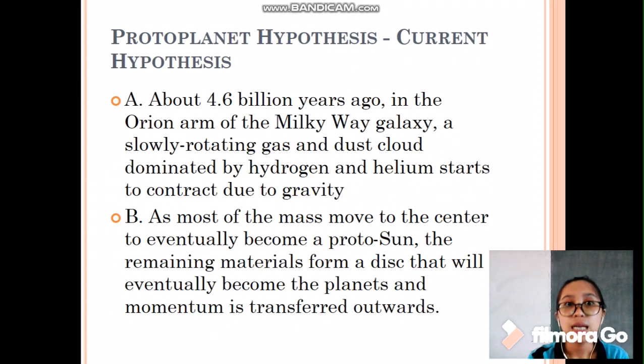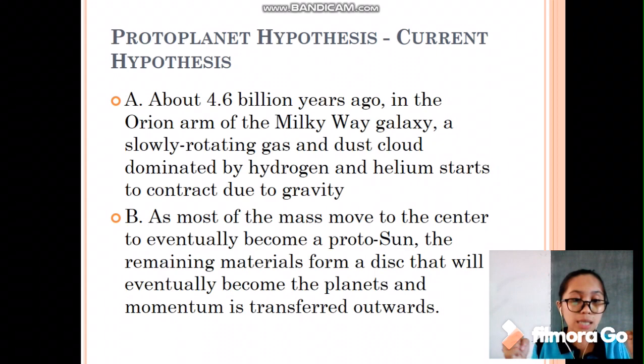Now we have the protoplanet hypothesis. This is the current hypothesis. About 4.6 billion years ago, in the Orion arm of the Milky Way galaxy, a slowly rotating gas and dust cloud dominated by hydrogen and helium starts to contract due to gravity. Mo-contract siya, ngano man birahon sa gravity. And take note that hydrogen and helium are dominant in the Milky Way galaxy as well as in the universe. So, nag-slow lang siya rotate until it contracts due to gravity, forming the solar system.